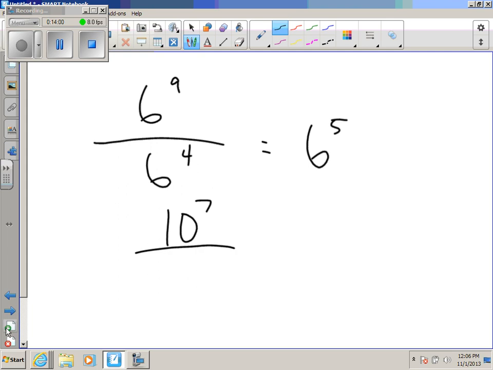Now, it works the same way even if you had 10 to the 7th over 10 to the 11th. You would say, okay, 7 10s on top, 11 on the bottom. Where do I have more? The bottom. By how many? How many more 10s are at the bottom than at the top? So I would write what? Where, top or bottom? What goes on top? I need a 1 on top. That keeps the 10 to the 4th on the bottom.